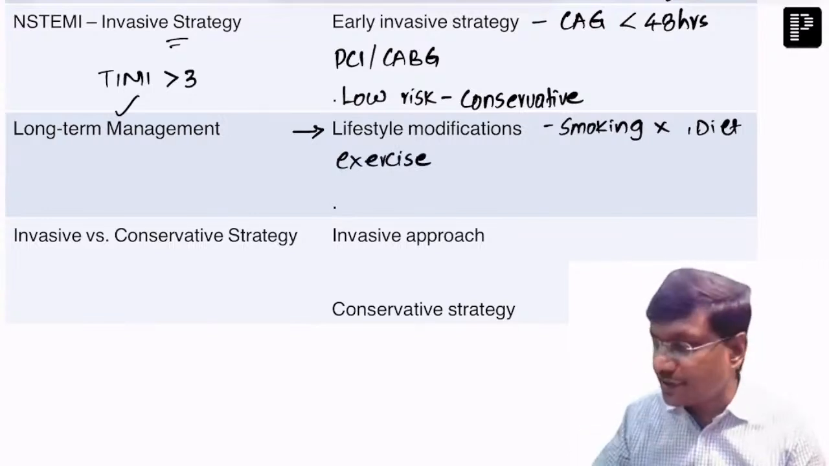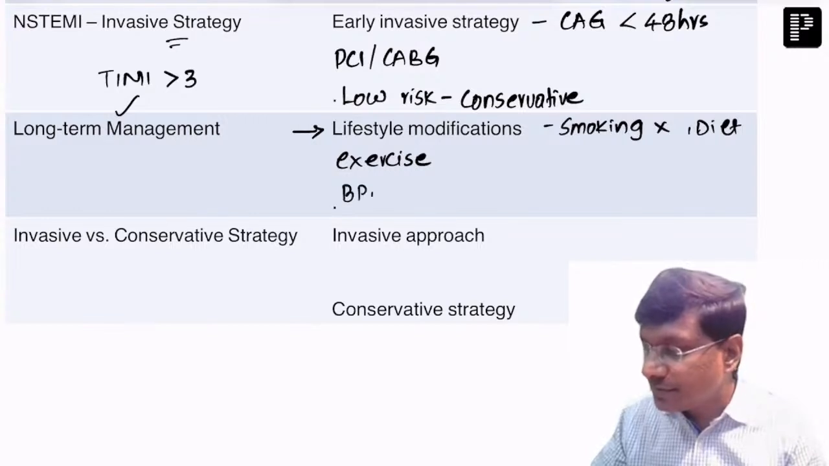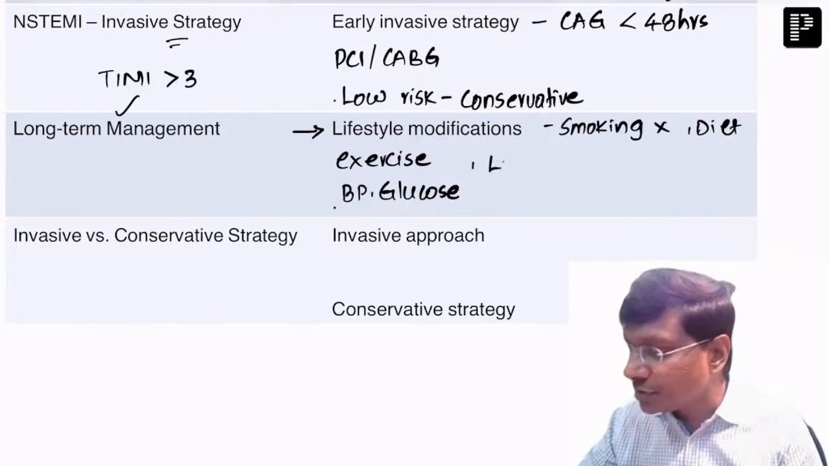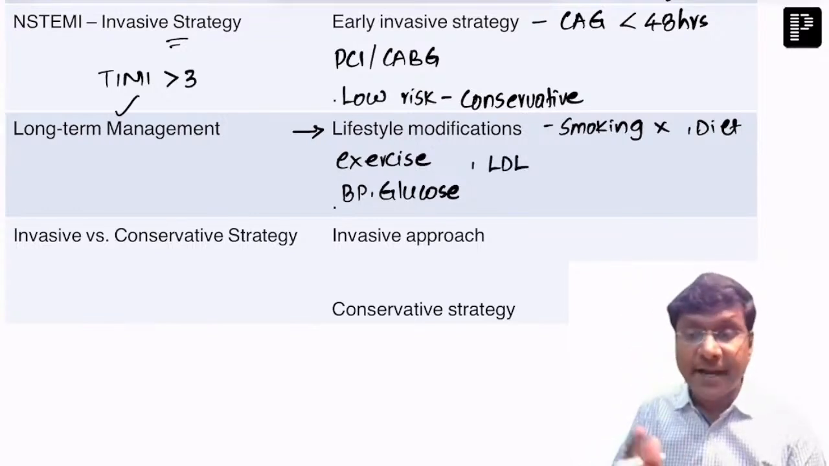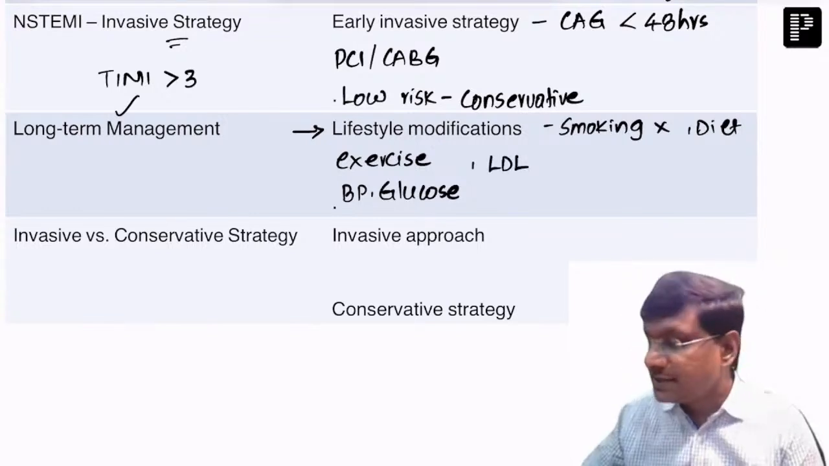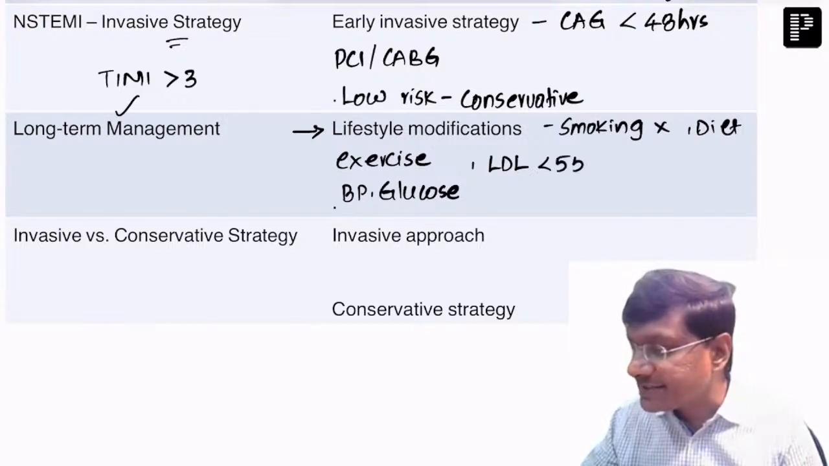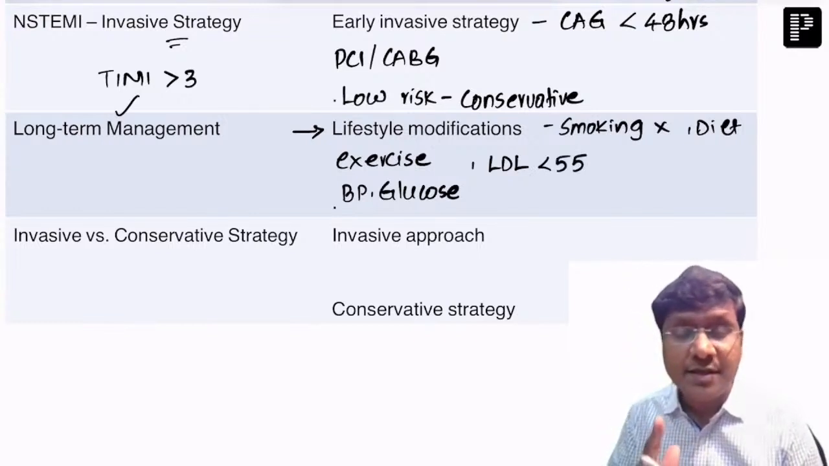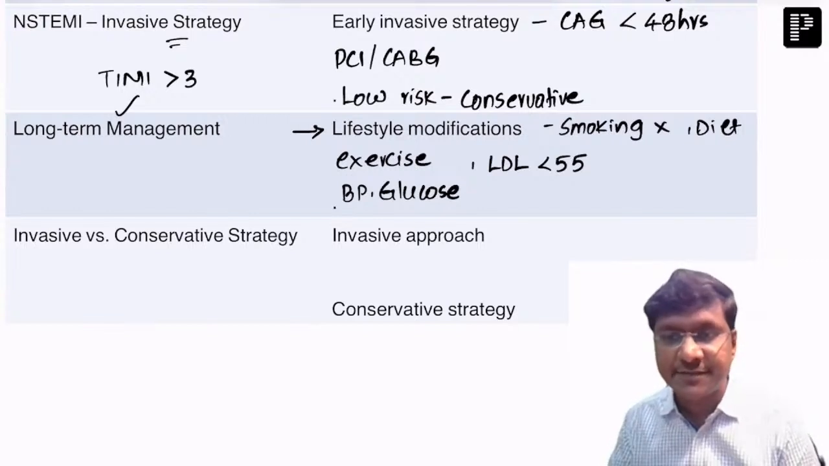And next important is the blood pressure control. Next is the glucose control. And at the same time, you also need to maintain the LDL. And how much should those LDL levels be? The LDL level should be less than 55 milligrams per deciliter, right? LDL level should be less than 55 milligrams per deciliter, okay?